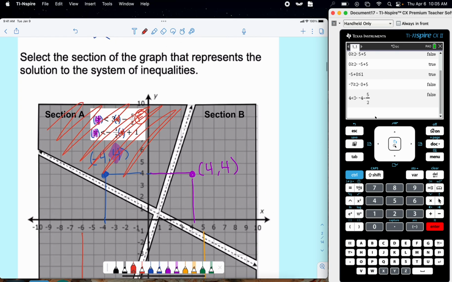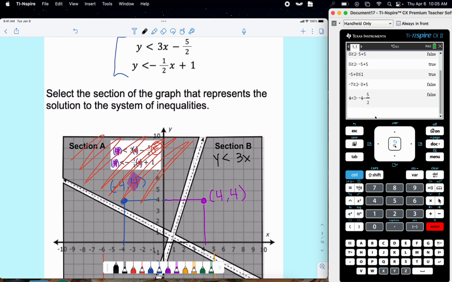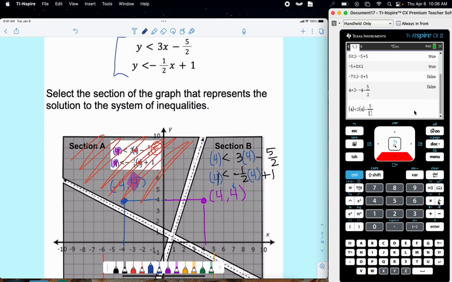That means that this whole section is wrong. I can't use it. So the next one, let me just rewrite them. Y less than 3x minus 5/2. Y less than or equal to 1/2 x plus 1. I'm going to replace my y values for my 4. Then I'm going to replace my x values for my other 4. This is why I like them. You can't mess up when it's the same number. That's why I like those points. So let's try. Parentheses 4, control equals, get our correct symbol, 3, parentheses 4, minus, control divide, 5/2. That gave us true. So now let's try the other one.